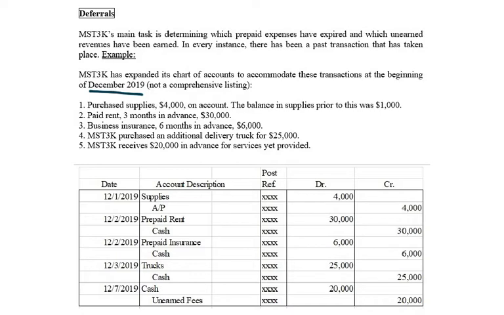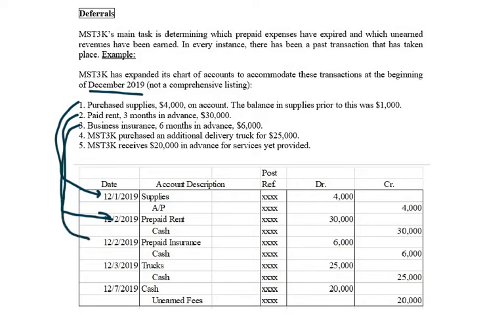deferred entries. So number one, they purchased supplies, $4,000 on account. And the balance prior to this, which dovetails with the previous example, was $1,000. So they had to book as a result of that, which you're looking at right here. So supplies, debit, accounts payable, credit for the $4,000. Paid rent 3 months in advance, $30,000. So that necessitated this entry right here, prepaid rent debit, cash credit.